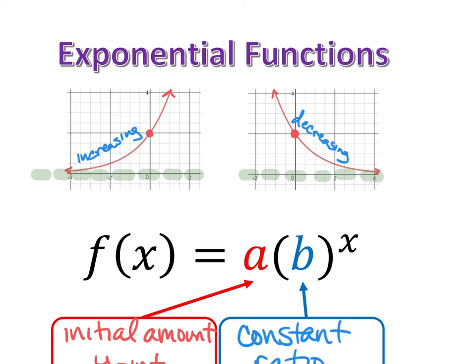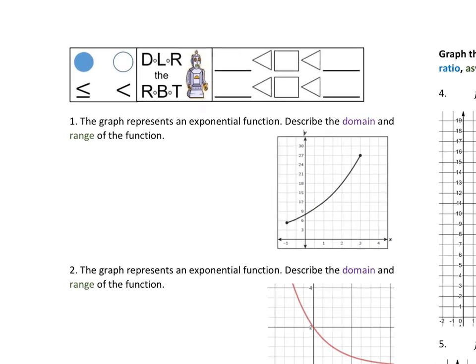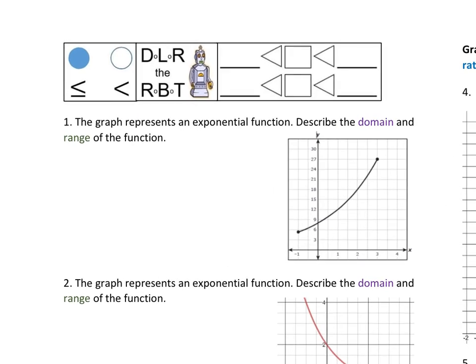Now, some of the things we're going to need to know about exponential functions, since we're defining an entirely new function, is its properties, like its y-intercept or initial value. We're also going to have to spend some time talking about its domain and range. Okay, so quick review of domain and range. Remember, if you have a closed-in circle, or the graph exists there, you're going to use the less than or equal to symbol in your domain and range.